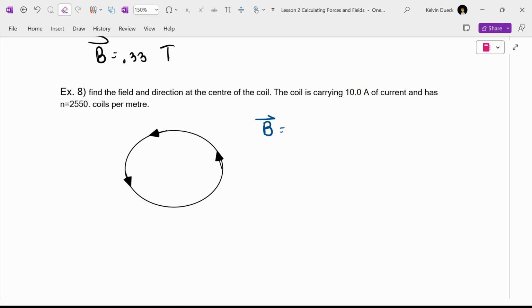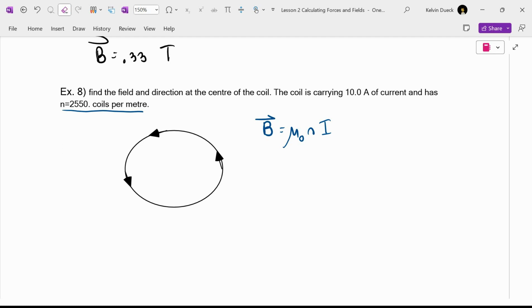It's a trick question. There isn't. What's L? It's a trick question. They didn't give me a length. What did they give me instead? They told me the number of coils per meter. They gave me little n. And so I'm going to use the second version, which is mu naught little n times I.